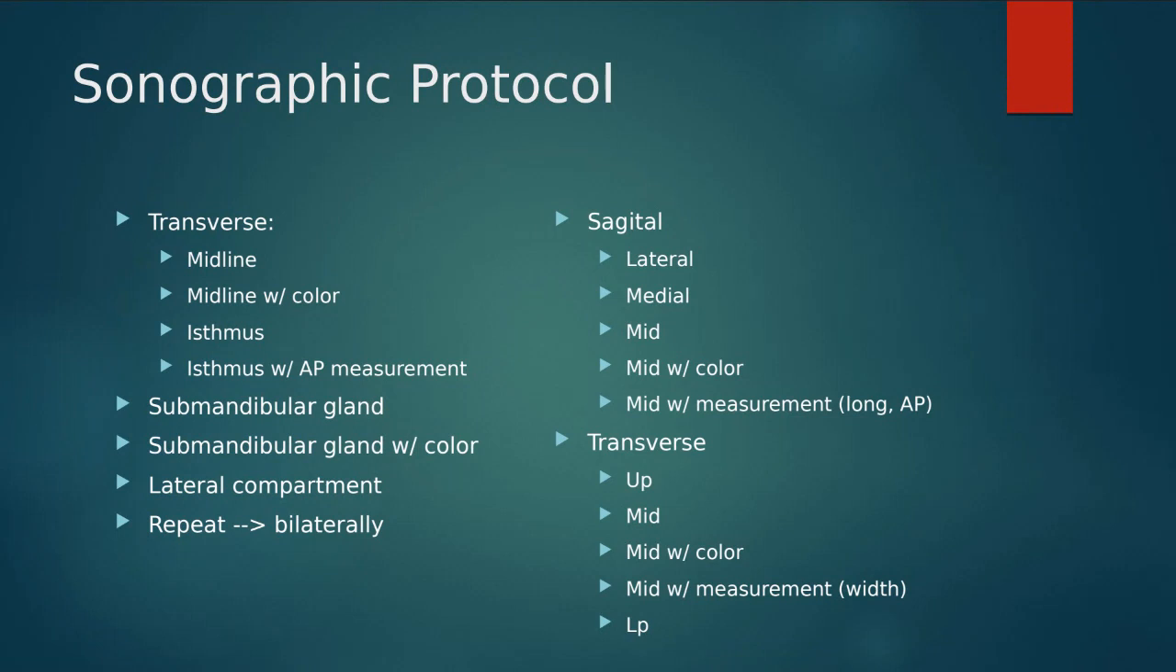So sagittal, we're doing our length, we're doing our measurements, we're putting color, we're doing medial, lateral, transverse, we're doing upper, mid, lower. When we say LP and UP, this means upper pole and lower pole. Upper pole just means the superior aspect of tissue, and lower pole means inferior aspect of tissue. Typically, we are only using upper pole, mid pole, and lower pole for transverse images and organs.